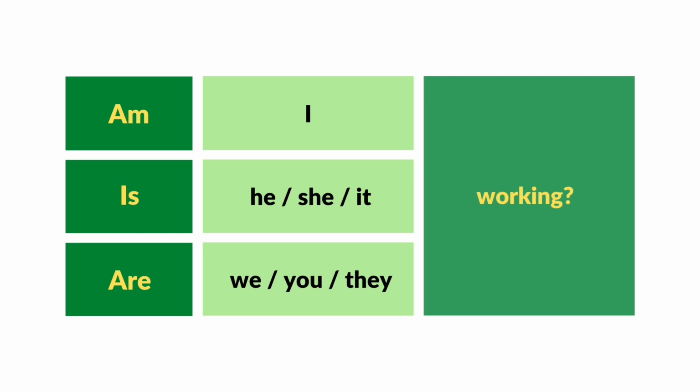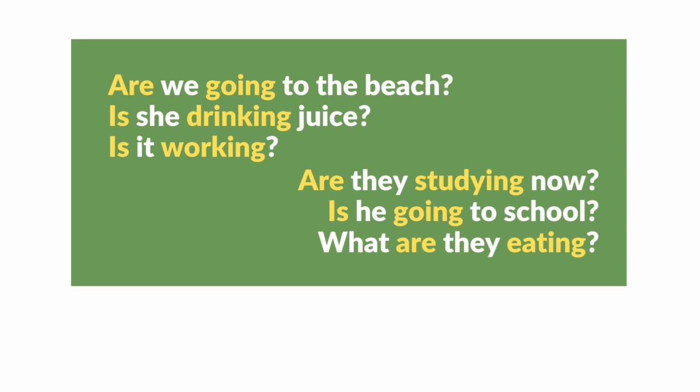Some more examples here. Are we going to the beach? Are is verb to be, we is subject, going is verb plus ing. Is she drinking juice? Is it working? Are they studying now? Is he going to school? What are they eating? In all these examples, there's verb to be plus subject plus verb ending in ing. This is how we ask questions using the present continuous.